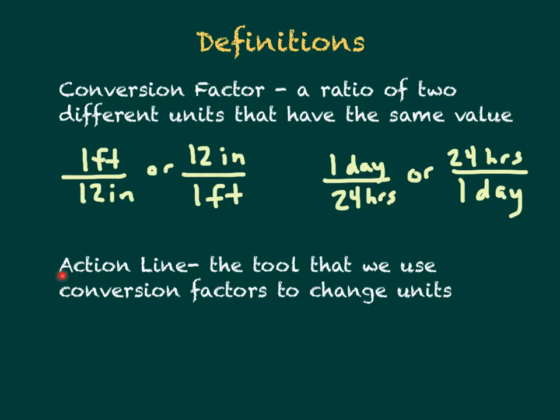Now, an action line is the tool that we're going to use to make these conversions, and that's how we do it on paper. Some of you, the things I go through today, you're going to say, I don't need an action line for that, but trust me, you need to know how to do an action line, because there will be problems that there's really not many ways you can do them besides setting them up in an action line. So make sure you learn the process here today.